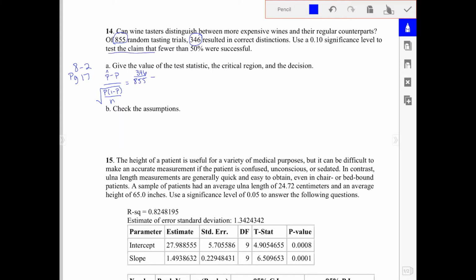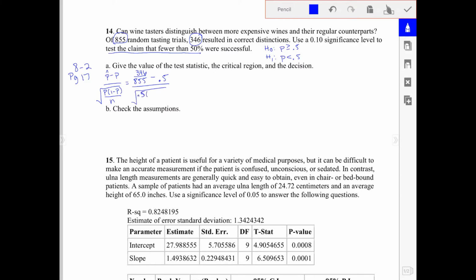Okay, p comes from the claim that we're testing, which they didn't have us write. We're testing the claim that fewer than 50% would be successful. So I'm just going to write my claims here so I can see what's going on. P less than 0.5, that's what we're testing, which means my null would be greater than or equal to 0.5. Okay, so that helps. So p is 0.5.